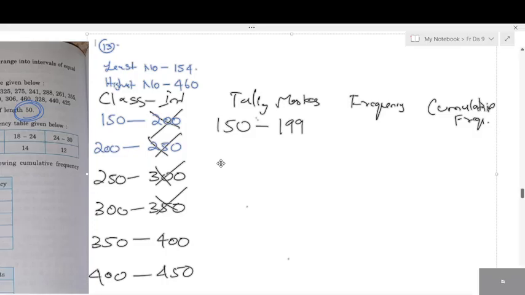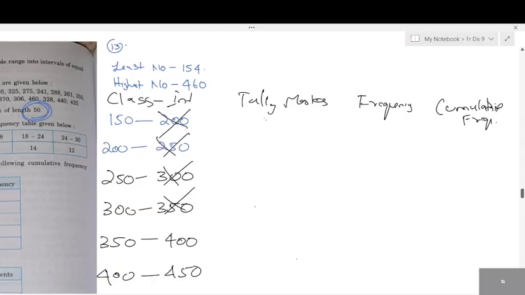You all will try this on your own. The other questions, students, don't need to waste time. We'll solve other questions. Okay, copy this table. Be quick. 150 to 200. Tally marks, frequency, cumulative frequency. The spelling is given here.